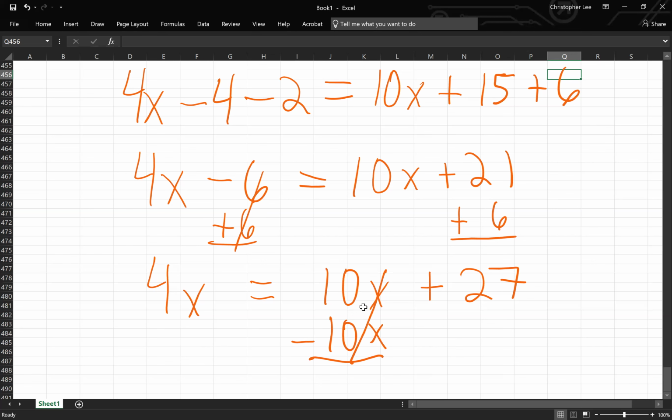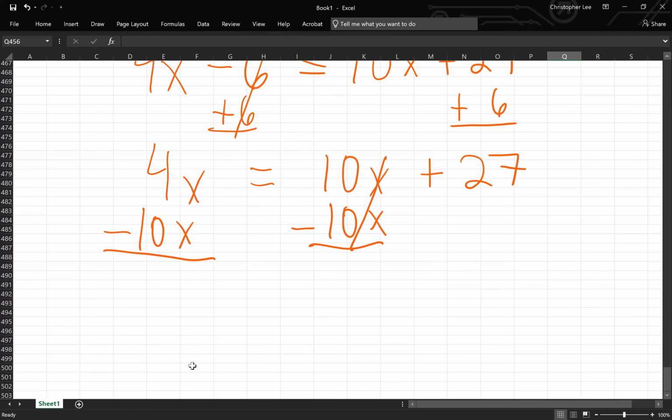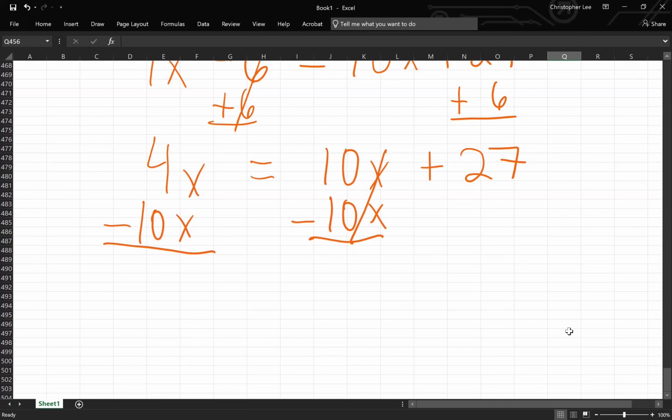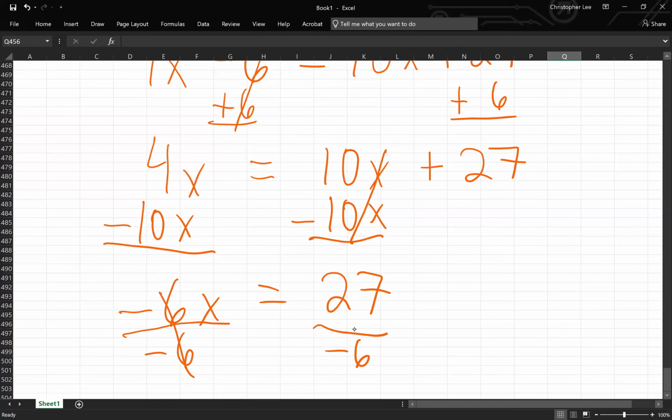Whatever we do to one side of the equation, we got to do to the other side. All right, what is 4 minus 10x? Negative 6x equals 27. And what do I do after that? Divide by what? Close. Negative 6, right? What I do to one side of the equation, I do to the other side.